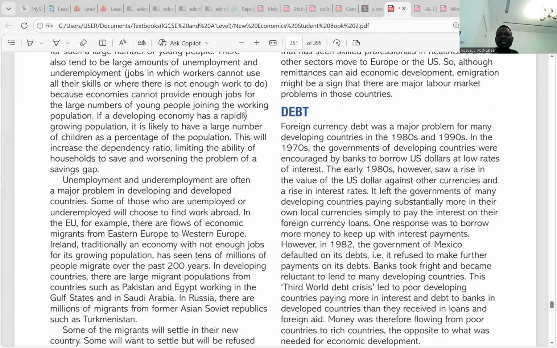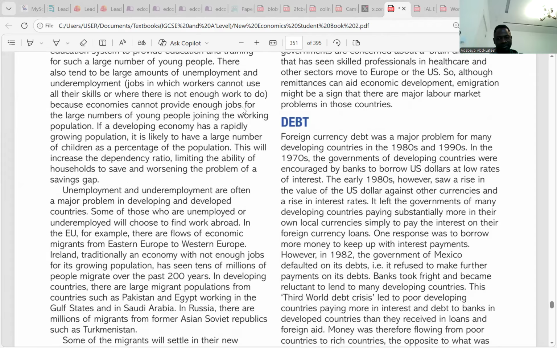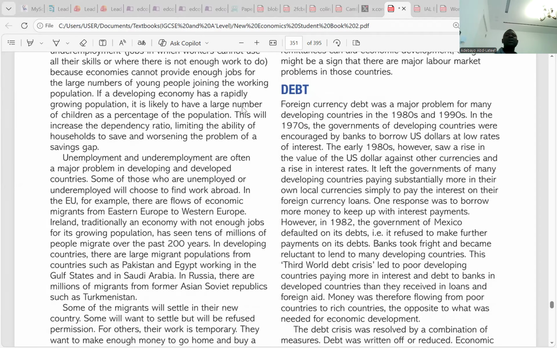So another factor we're going to talk about is debts. For debt, we're talking about foreign currency debt as a major problem. Now, I'm going to read and explain. Foreign currency debt was a major problem for many developing countries in the 1980s and 1990s. In the 1970s, the governments of developing countries were encouraged by banks to borrow US dollars at low rates of interest. The early 1980s, however, saw a rise in the value of the US dollar against other currencies and a rise in the interest rate.